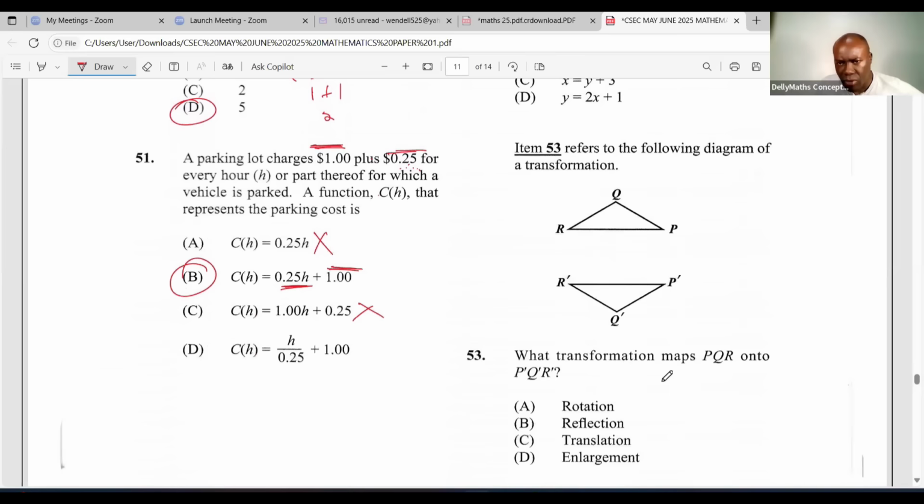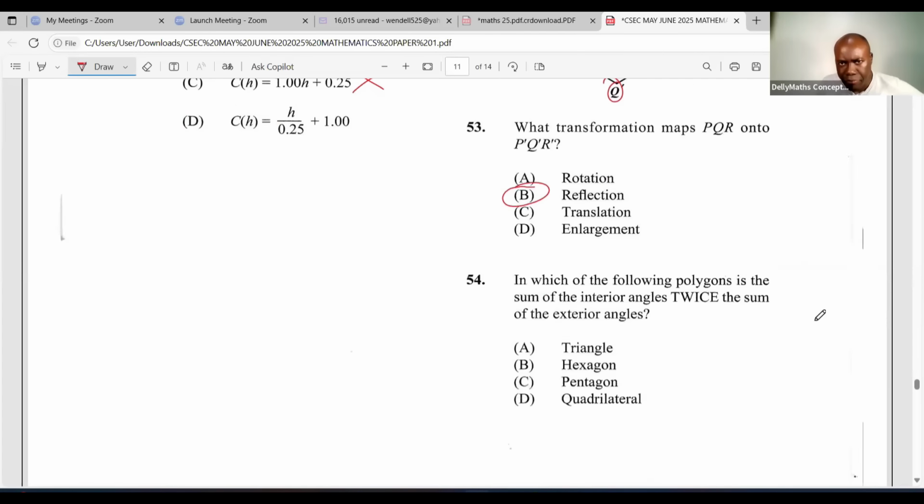This one is a reflection. This one is a repeat question as well. Take a look at these corresponding points. So what transformation took place? This is a reflection. There is some line there that you reflected in.